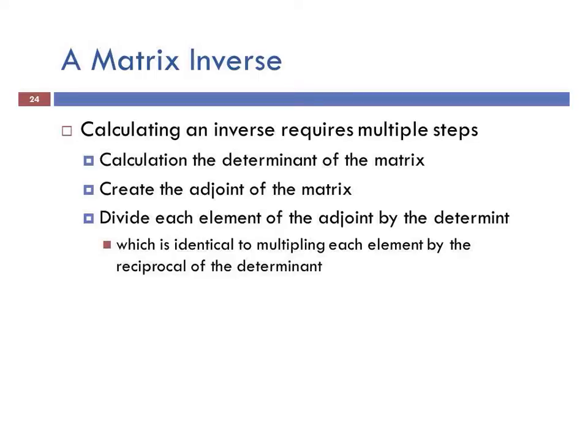When we calculate an inverse, it requires multiple steps. The first thing we're going to do is calculate the determinant of the matrix. We've already learned how to calculate determinants. Then we're going to create an adjoint, which we have not done yet, so we'll go over how to calculate an adjoint. Then we're going to divide each element of the adjoint by the determinant, which is essentially identical to multiplying by the reciprocal of the determinant, which you'll see.